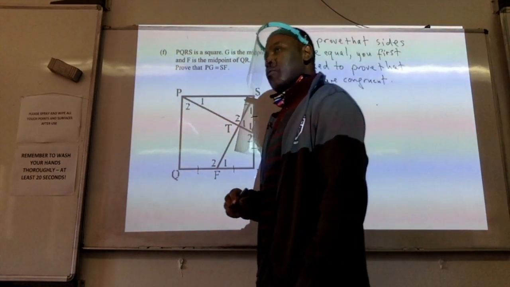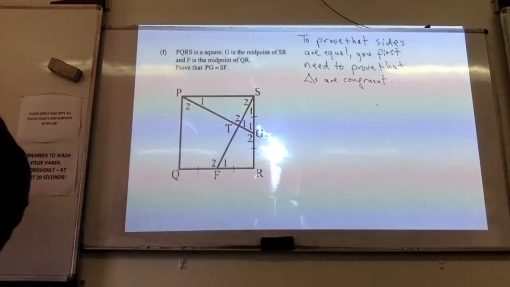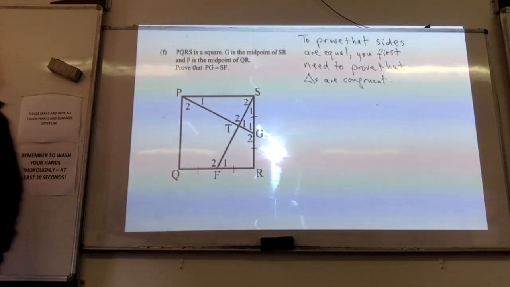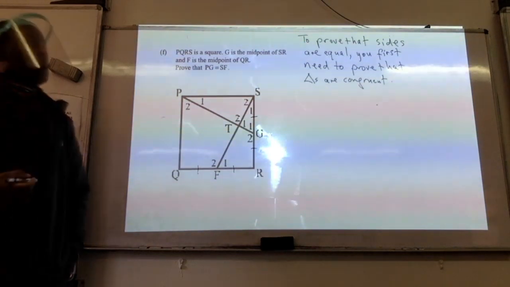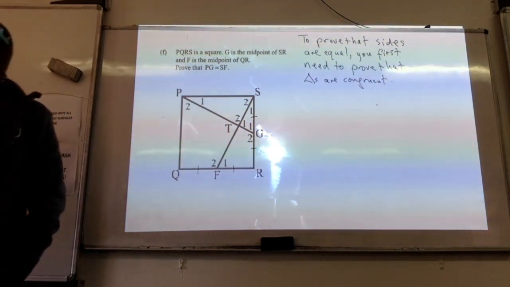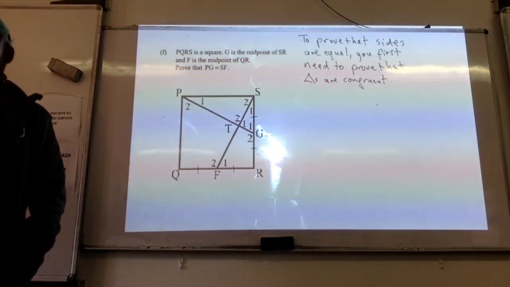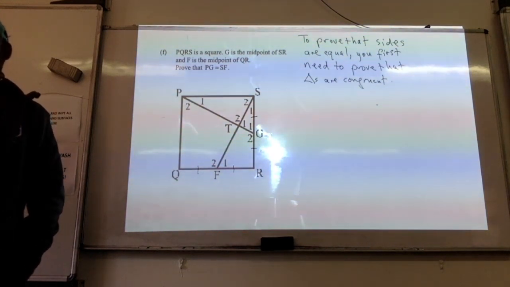you first of all need to prove that the triangles are congruent. Guys, that is the reason why we are doing congruency. We study congruency because it will help us determine which sides are equal. So that is a very important thing you need to take note of. In order to prove that sides are equal, first prove that the triangles that contain the sides are congruent. Then we can conclude that the sides are equal.